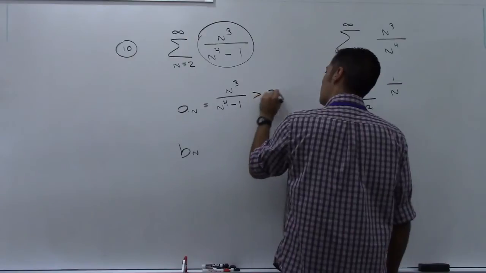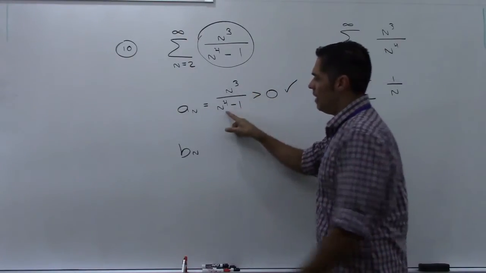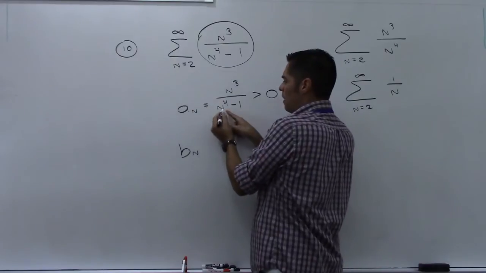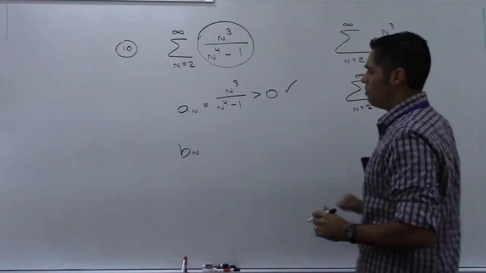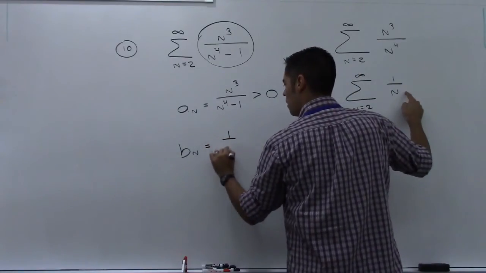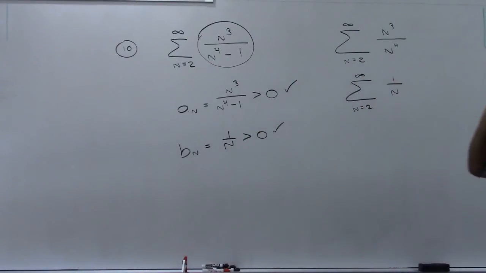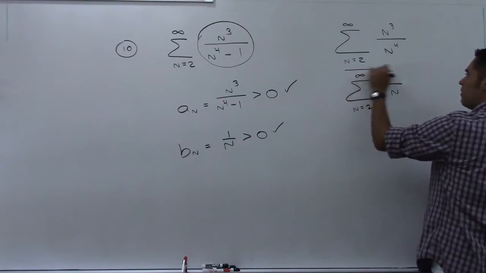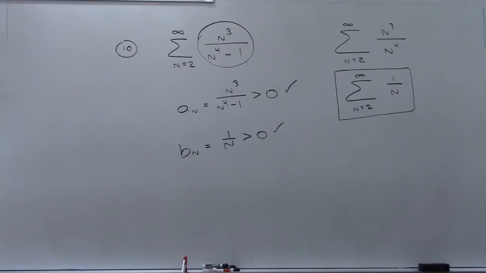And is that always greater than 0? Yes, because that's a positive number. And if n starts at 2, 2 to the 4th power minus 1, that number will always be positive. The ratio of two positive numbers is always positive. b sub n over here, 1 over n, that's always positive. That's pretty obvious. So I'm going to be comparing those two sequences, but I need to know what this one does. If I'm going to compare it to something, I have to know what the thing I'm comparing it to does. So what does that do?